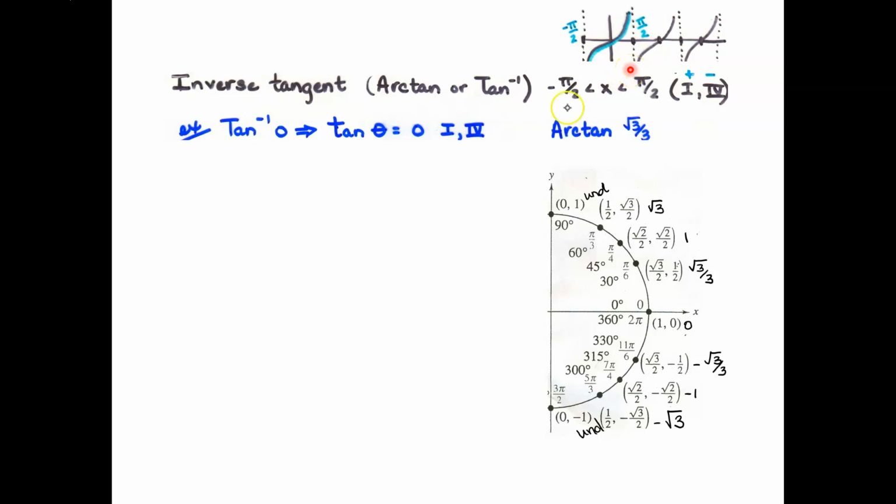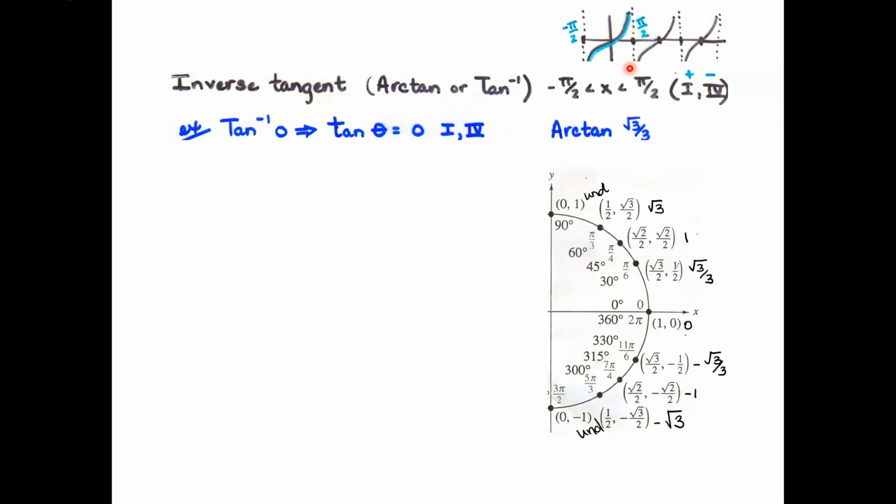Now, if you'll notice, that's the same region as we used for inverse sine. Again, it's the first and the fourth quadrants. The only difference is we can't be equal to negative pi over 2 and positive pi over 2 like we can for inverse sine, because that's where our asymptotes are.